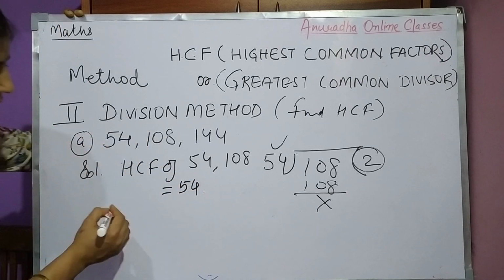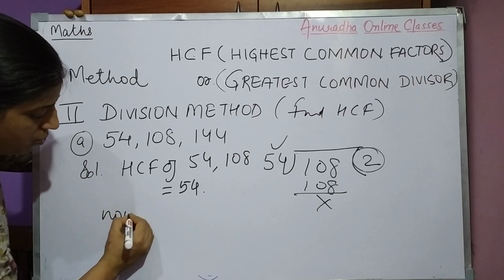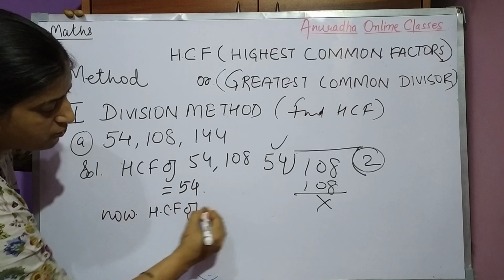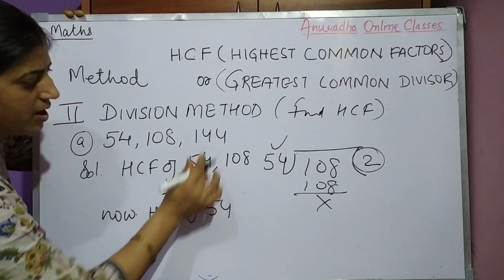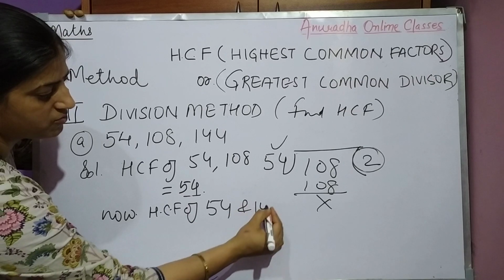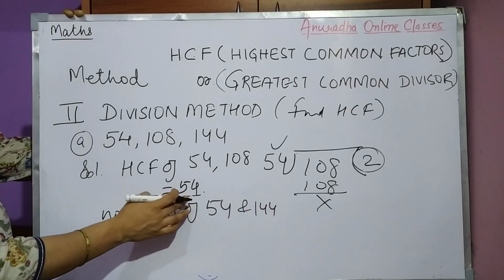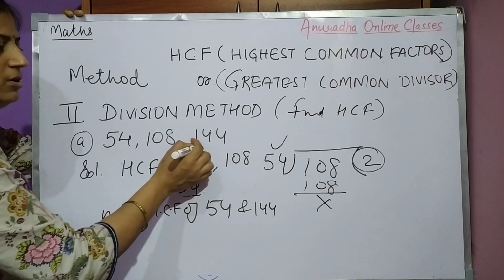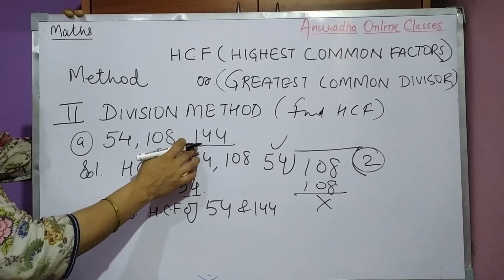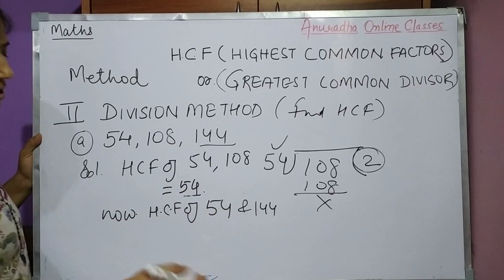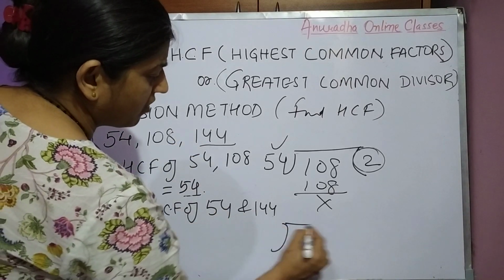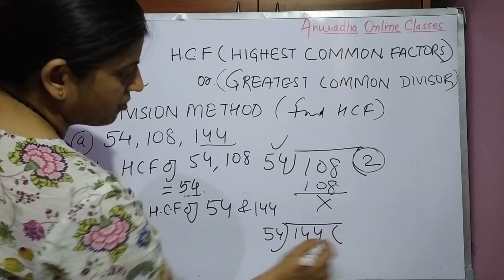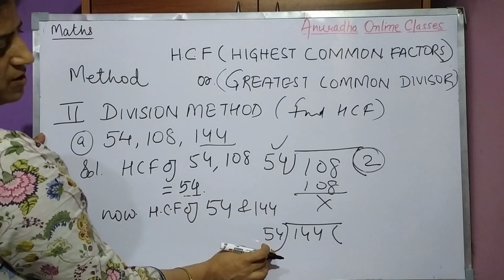Next, now you have to find the HCF of this divisor and 144. The divisor means the HCF. The HCF of these two we get is 54. Now with 54 you have to find the HCF with this one, 144. Okay, let us see. Again divide 144 by 54. 54 2s are this much, right?